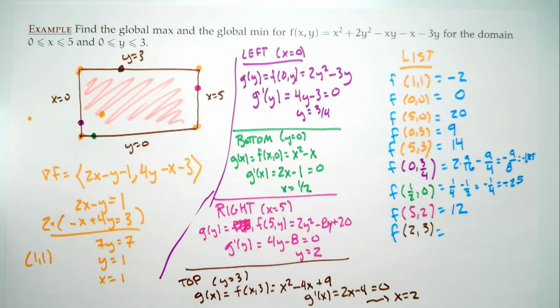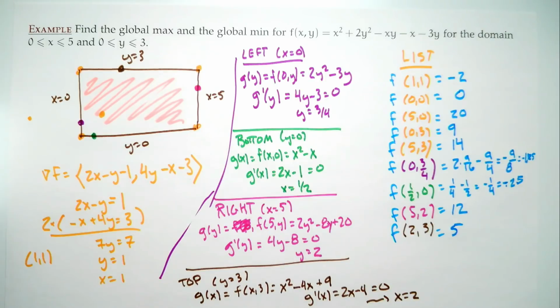2, 3. Well, let's go on the top. Plug in 2. We get 4 minus 8 plus 9. Well, 9 minus 8 is 1, plus 4 gives us 5. All right.